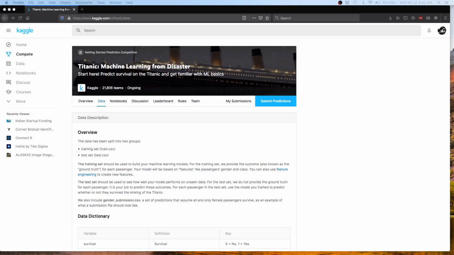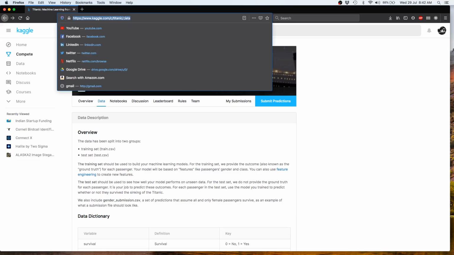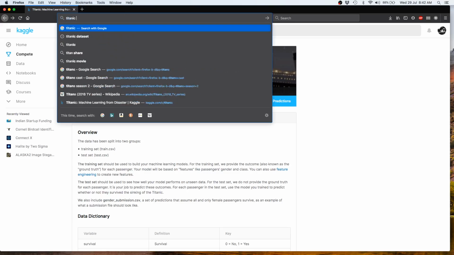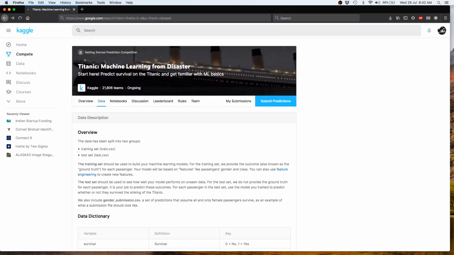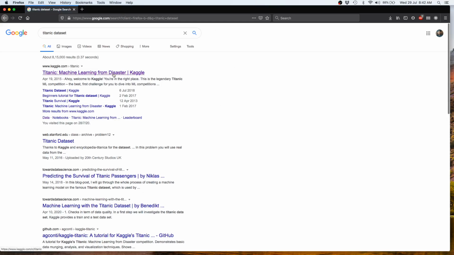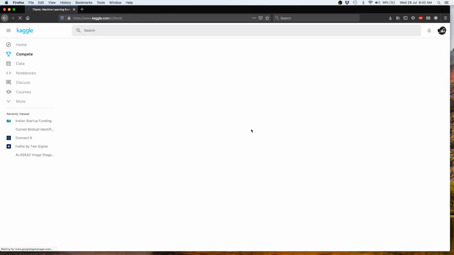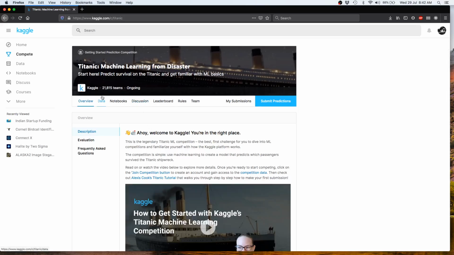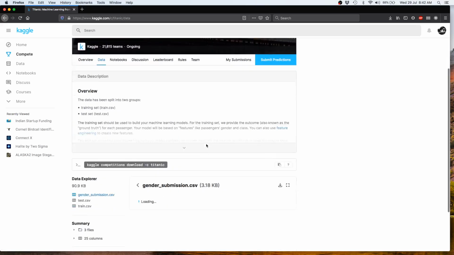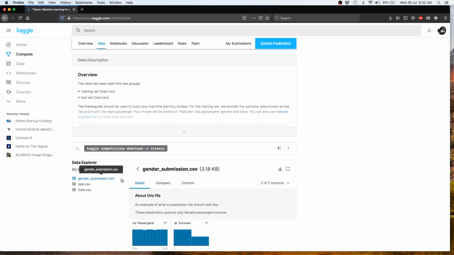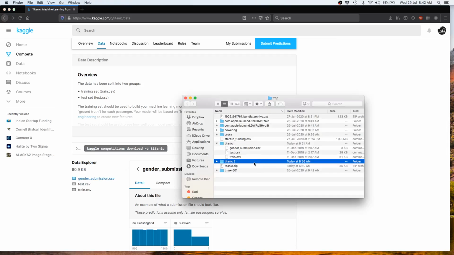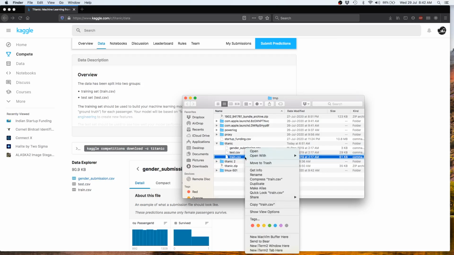You can just search for this data set on Kaggle. You can just Google Titanic dataset, and probably the first link you're going to find is the link to the Kaggle dataset. You'll just have to go ahead and download the data, which we have done, and we have it here. So this basically is the main file in that dataset. Let's go ahead and open it.